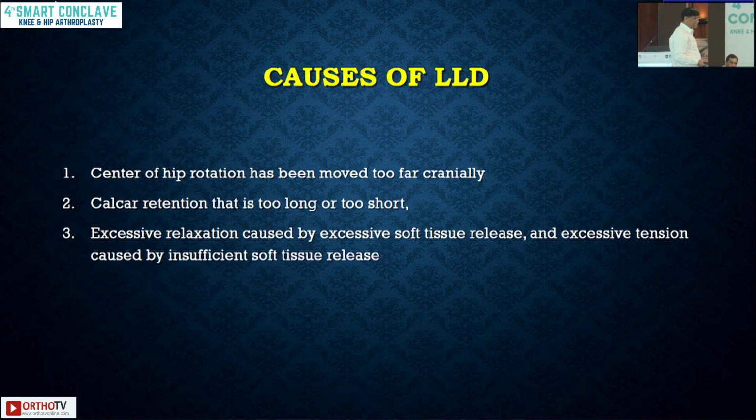So what are the causes? The causes are that the center of hip rotation has been moved cranially, or the calcar retention is either too long or too short. Therefore, I told you that the templating is very important. And if you have done a lot of soft tissue releases or you have under-released it, then you will find that while doing the trials, you might lengthen your hip.